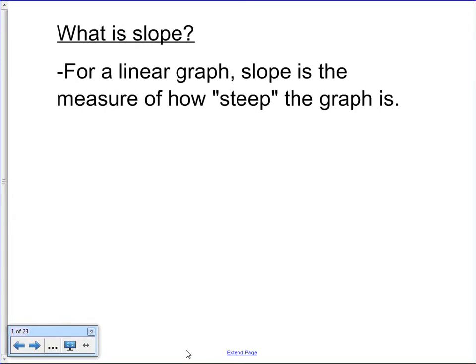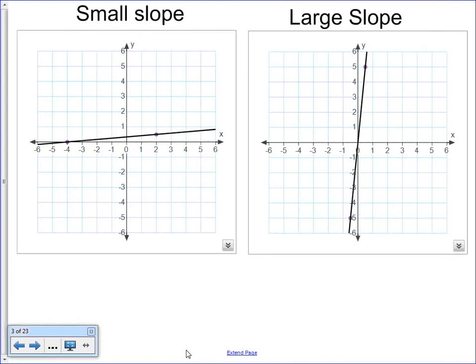In this video, we're going to be talking about slope. Now, what is slope? For a linear graph, or a linear equation, slope is the measure of how steep the graph is. Okay, so we're going to be seeing some graphs. In the one on the left, you notice that as I go left to right, it's not really going that high very fast. So that one actually has a smaller slope.